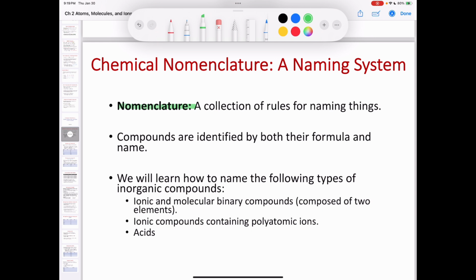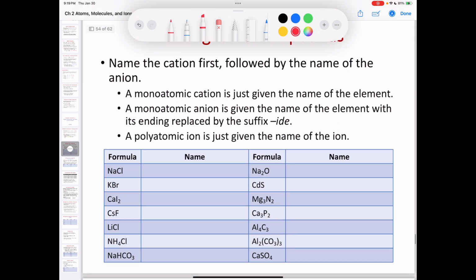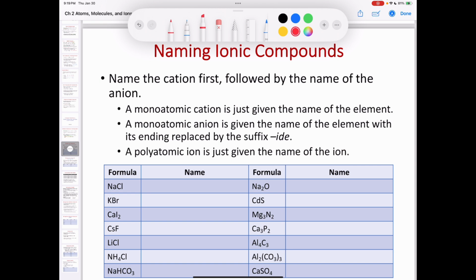There's a formula for it, and so we're going to learn how to name the following types of inorganic compounds. We're going to name ionic compounds. We're going to name molecular binary compounds, so those are compounds that are only made out of two elements. Then we're going to look at ionic compounds that contain polyatomic ions. So you've got to commit the polyatomic ions to memory, like I said. And acids, so things like hydrochloric acid, sulfuric acid, hydrosulfuric acid, I guess, as well. Anyhow, let's start with ionic compounds.